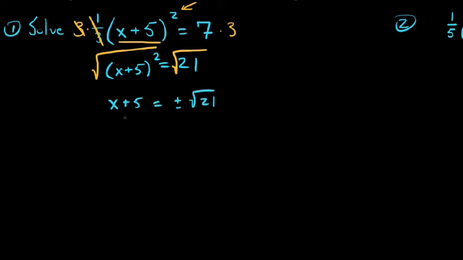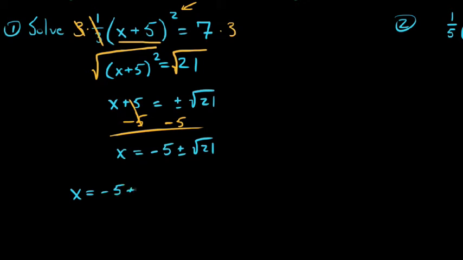But we have one more step to take, and that is to isolate the x by subtracting 5 from both sides. Now this is important. When we subtract 5 from the right-hand side, we could write plus or minus radical 21 minus 5, but it's much more convenient to list this as negative 5 plus or minus radical 21. A couple things I'd like to say about this. First of all, this has two roots. The first root is negative 5 plus radical 21, and it also has the root negative 5 minus radical 21.